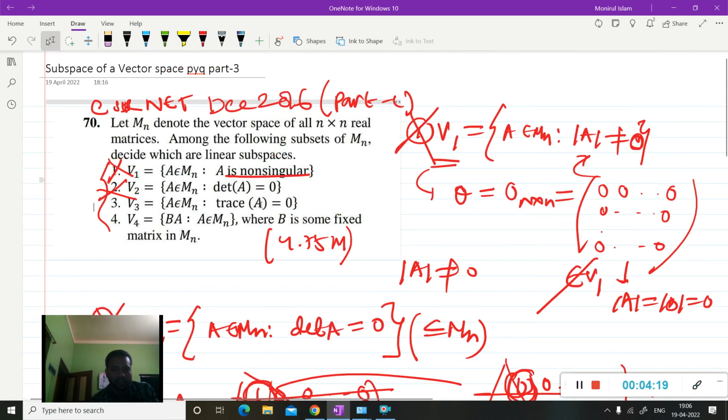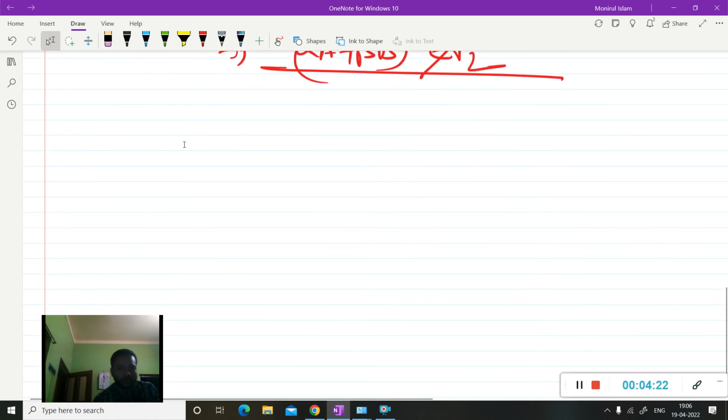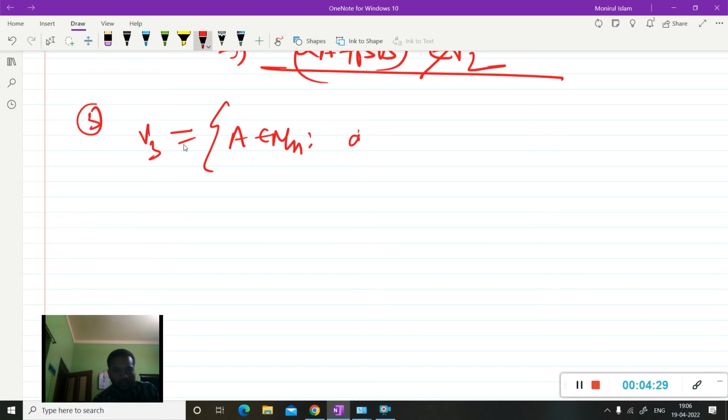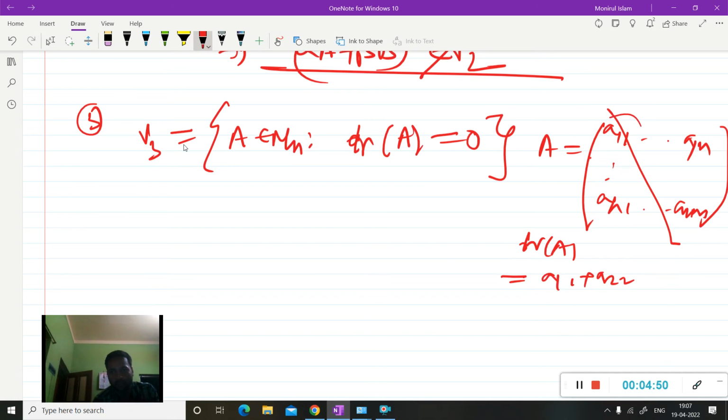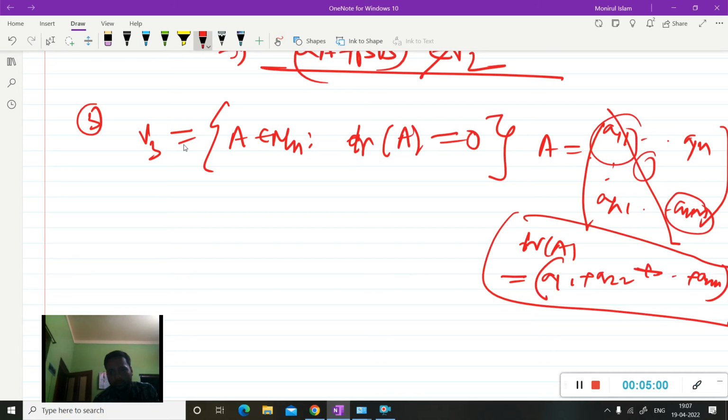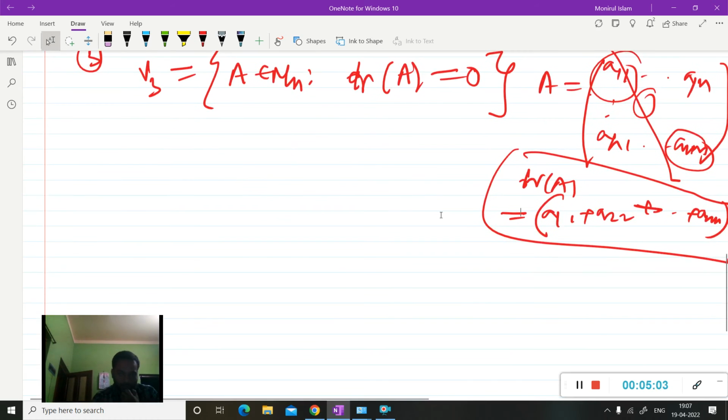V3 is the set of all those n cross n matrices such that trace is equal to 0. Trace means the sum of the principal diagonal entries. For any n cross n matrix A with entries A11 to A1n up to An1, An2, Ann, the trace is nothing but the sum of the principal diagonal entries A11, A22 up to Ann. The sum of the principal diagonal is nothing but the trace of the matrix.